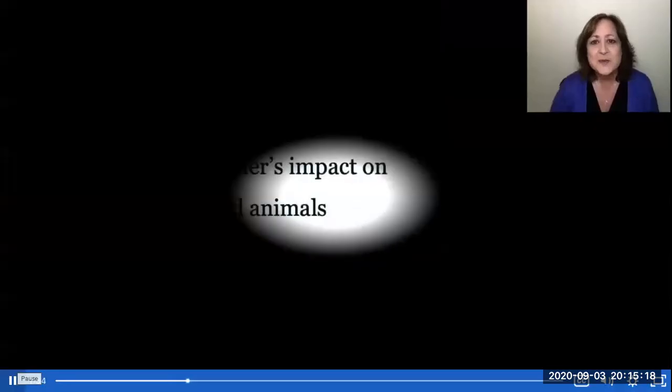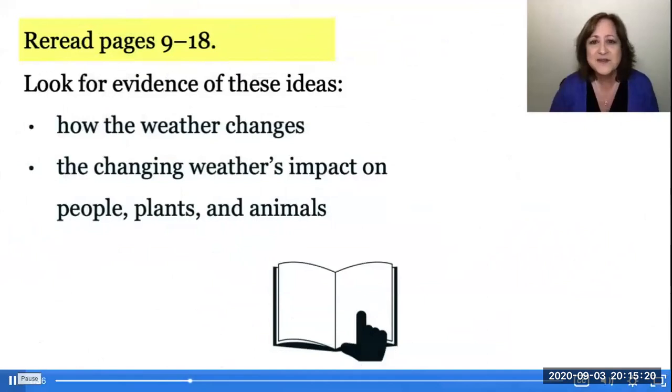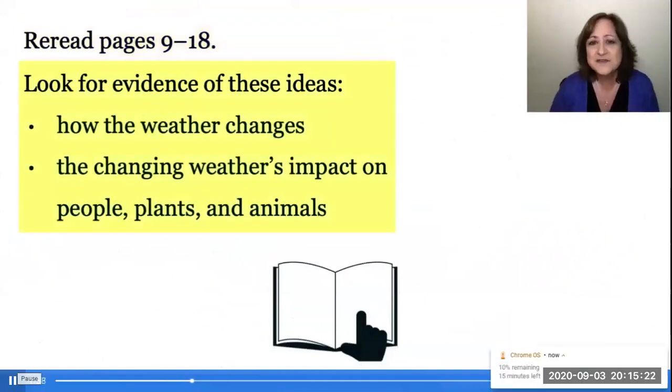Now it's time to dive into our text. We'll be rereading pages 9 through 18 as we look for evidence from this text. First, I'd like you to reread page 9 closely to determine what the weather is like in the fall. How is it different from summer? I'm going to scoot off to the side so you can take your time to read and think about what the weather is like in the fall.